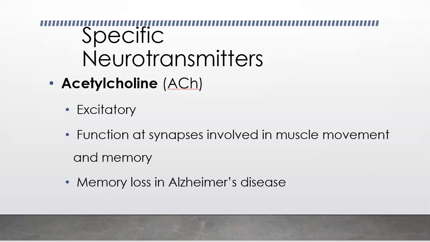So you can have multiple excitatory neurotransmitters in the same brain areas doing the same job. So that's what we see here. We do see some memory loss in Alzheimer's disease due to a decrease in acetylcholine. Because we don't have enough acetylcholine, we're not properly able to recall memories. So that's one area where you'll see some deficits in acetylcholine and its function in other parts of the medical field.